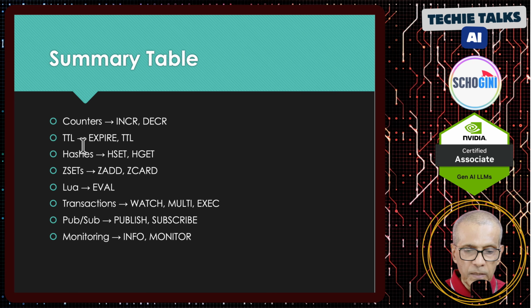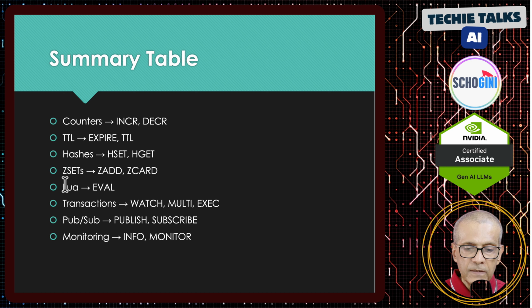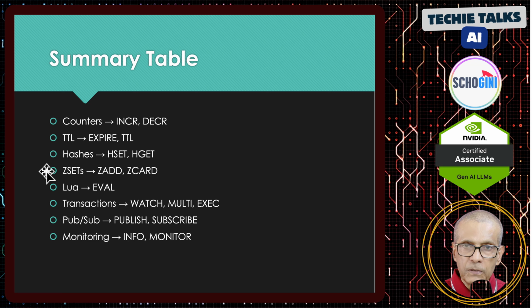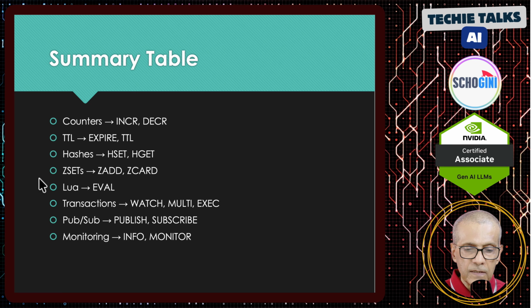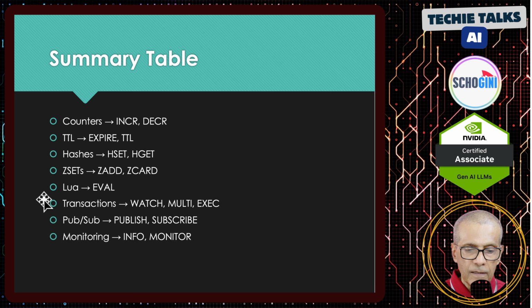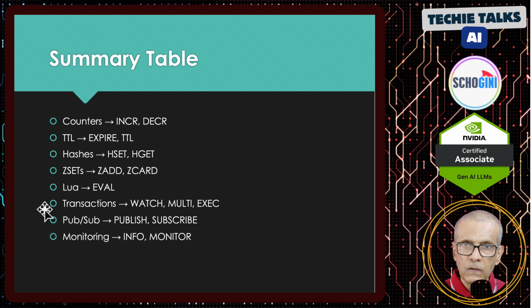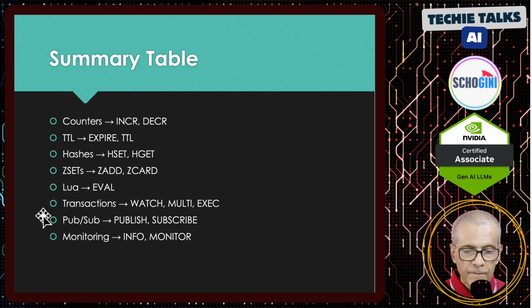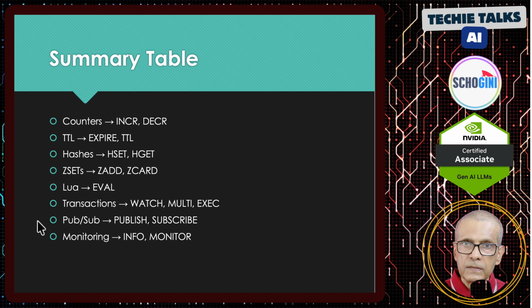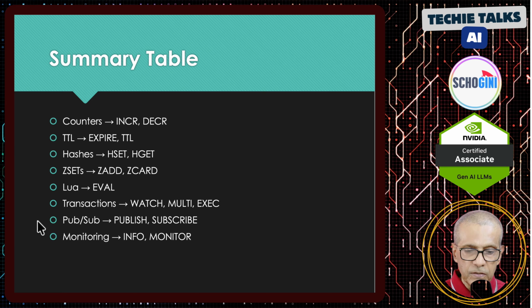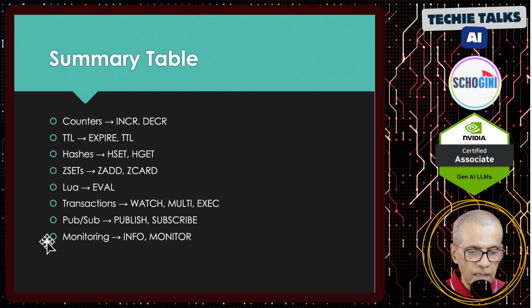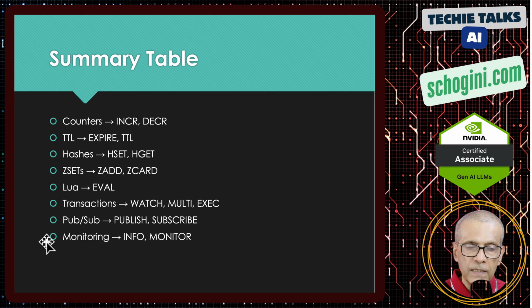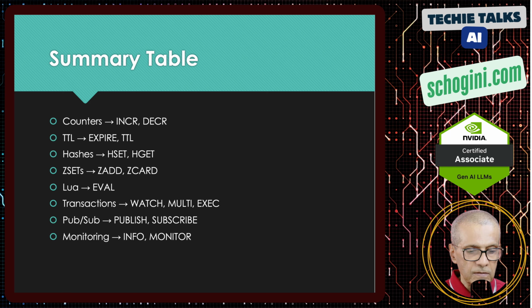Summary. Just to summarize, increment, decrement for counters. TTL will expire values automatically. Hashes can set multiple values. And sets, Z set will give ordered sets. And Lua using eval. Transactions watch, multi and exec. Publish and subscribe to a message queue. Monitoring, monitor command lets us monitor it live, and info gives us internal state of the Redis engine.